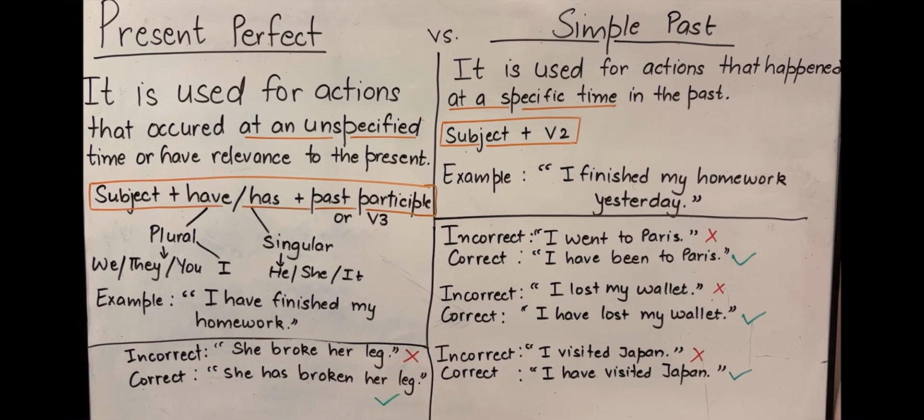So the common confusion is using the simple past when the action's relevance to the present is important. For example, I lost my wallet. If the loss is still affecting you now, it's incorrect. I have lost my wallet, implying you still don't have it now.